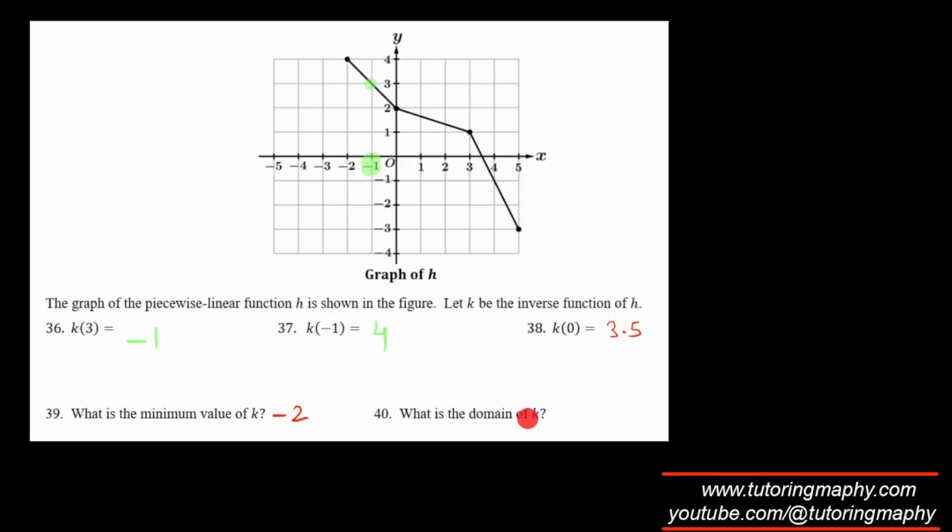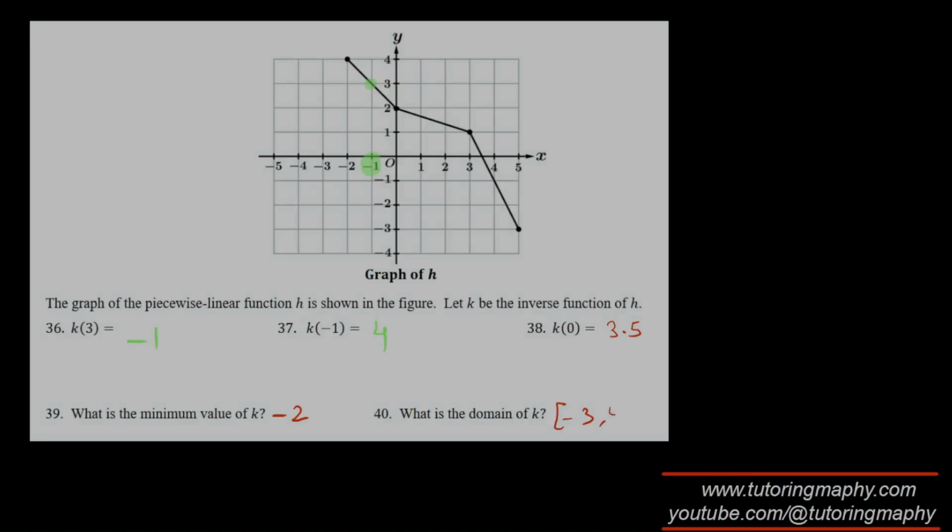And what is the domain of k? Domain of k is the same as the range of h, right? Because x and y are switched in a function and its inverse. So domain of k is the range of h, and the range of h you can see is starting from -3, that's the minimum value, and going all the way to 4. That is the maximum value.